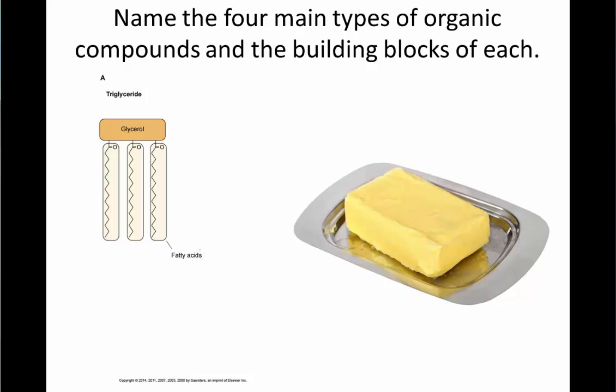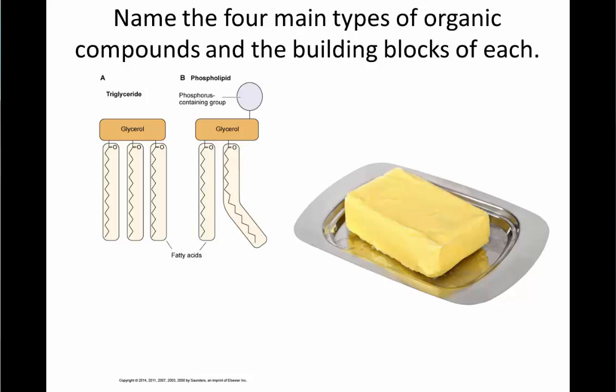Another form of fat, beyond the triglyceride, is a phospholipid, which will come up in the next unit when we look at cells. But in this case we have a glycerol, but it's bound to 2 fatty acids, but then the 3rd fatty acid is replaced by a phosphorus-containing group. And so it has a phosphorus in that group bound to 3 oxygens.